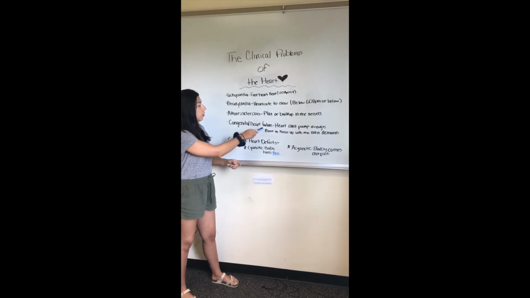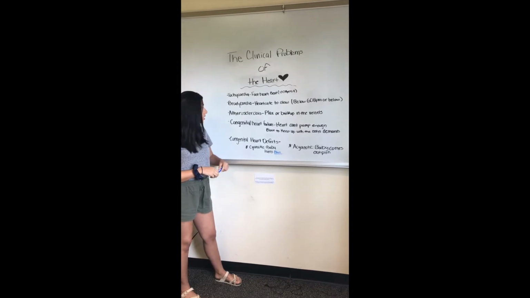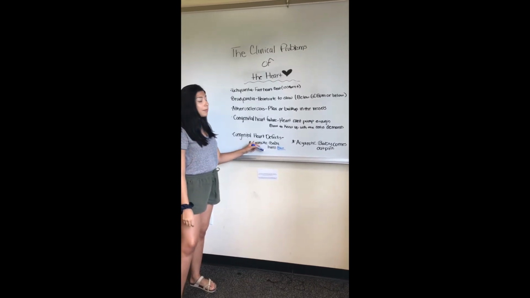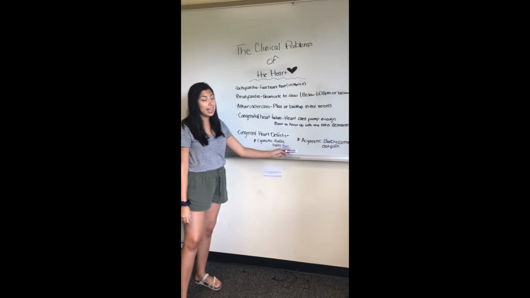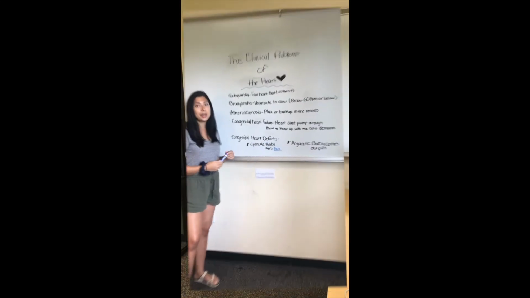Then you have congestive heart failure. So your heart can't pump enough blood to keep up with the body's demands. Then you have congenital heart defects. Cyanotic means that the baby turns blue, but then acyanotic, your baby comes out pink. So just be careful not to get these two mixed up.